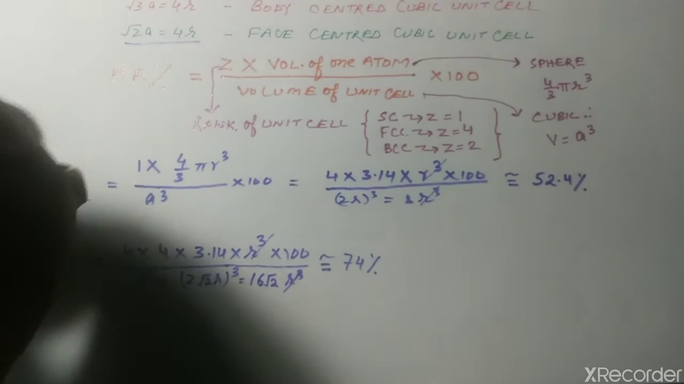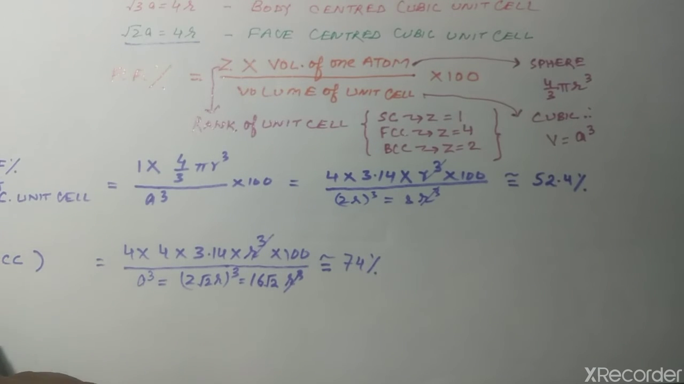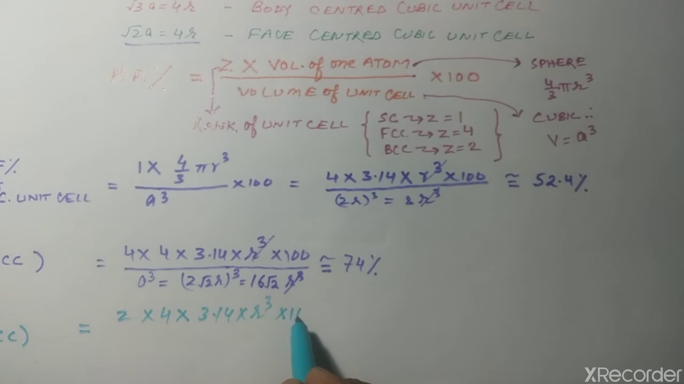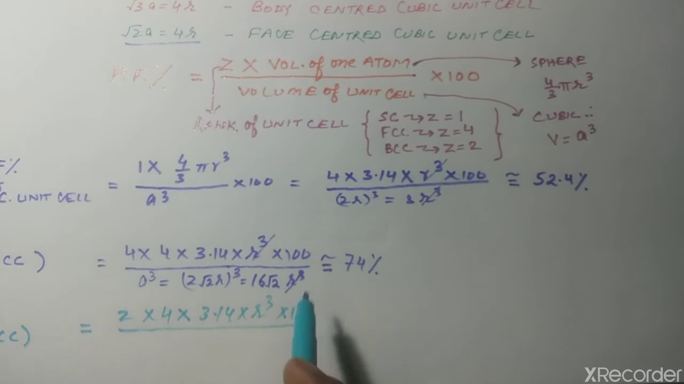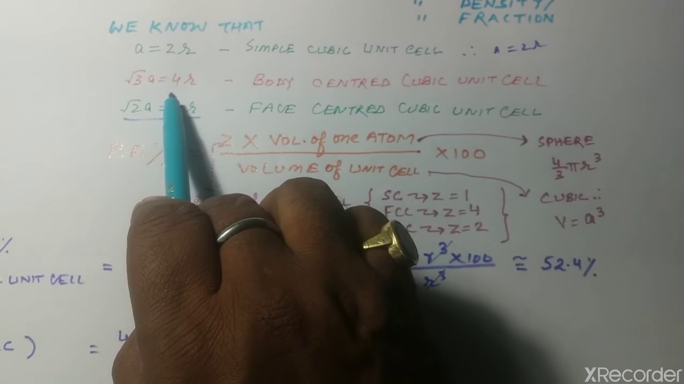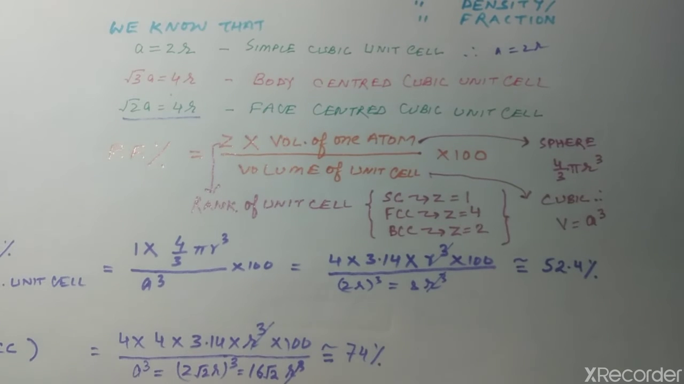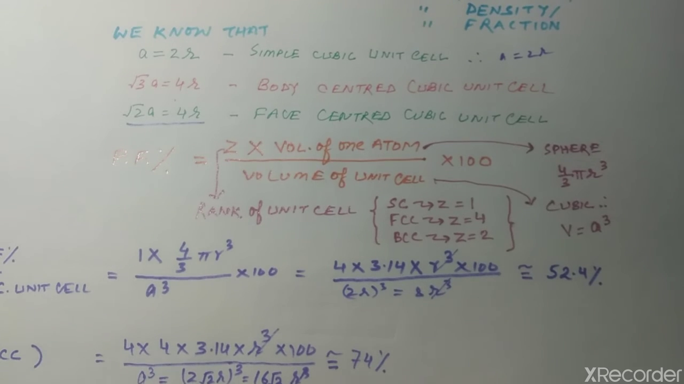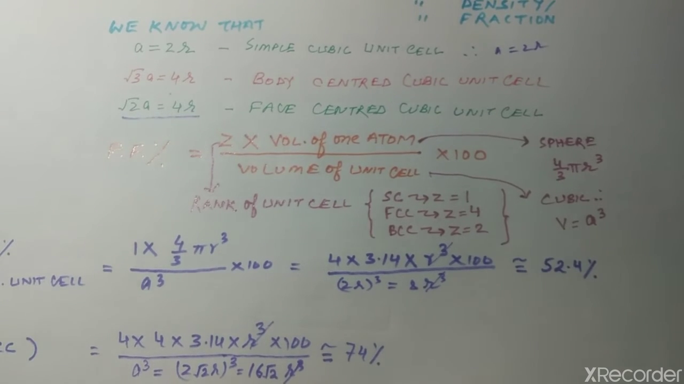And third, packing fraction percentage of BCC. The Z is 2 into 4 upon 3 pi r cube, pi 3.14, into r cube into 100 upon a cube. A you know from here, a is equal to 4r by root 3. r cube cancel. Here we get 68%.